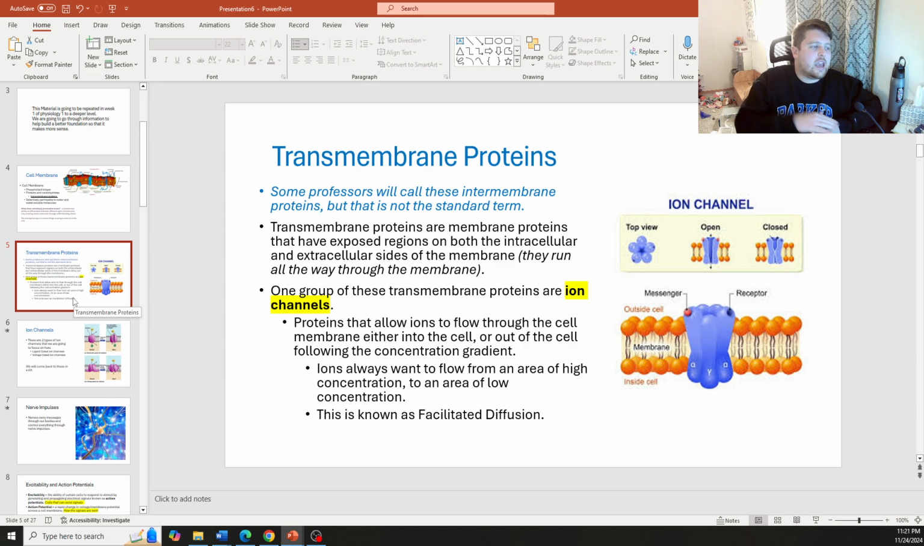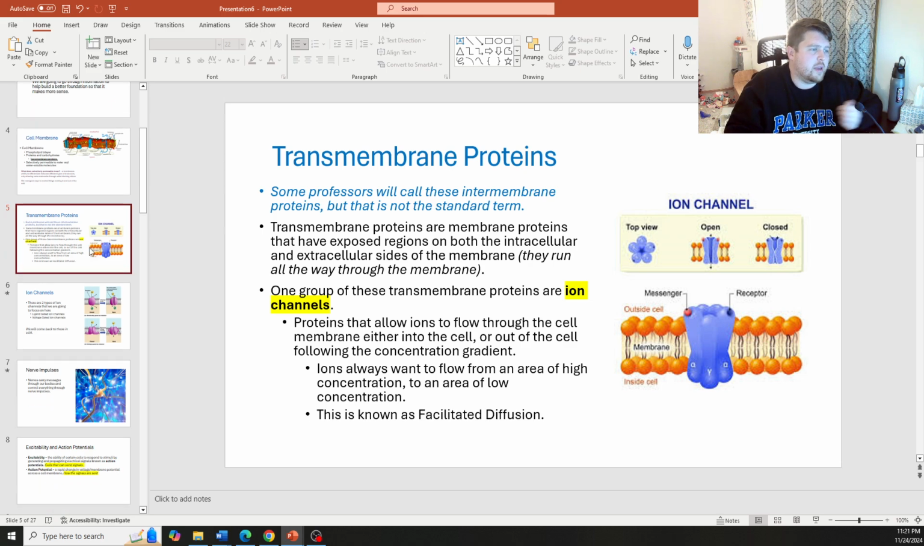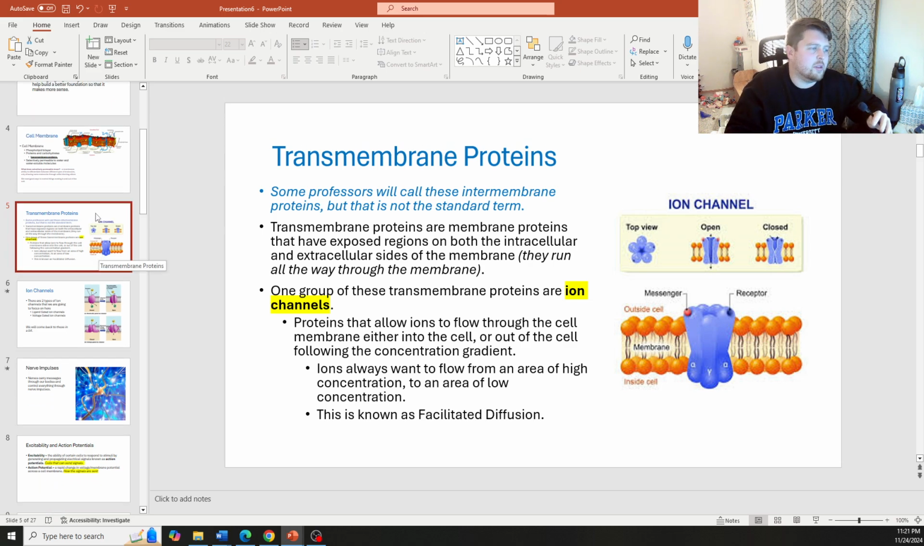And specifically, the ion channels are designed to allow ions like potassium, like sodium. Other ones that we'll talk about are calcium and chloride. They allow these ions to travel through the membrane, where in other ways, without these ion channels, they would never be able to make it through the membranes.